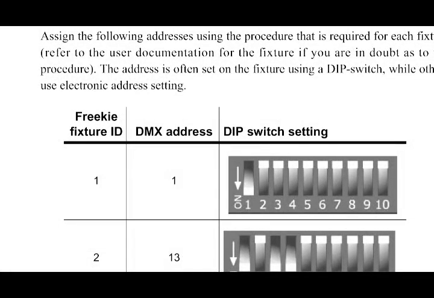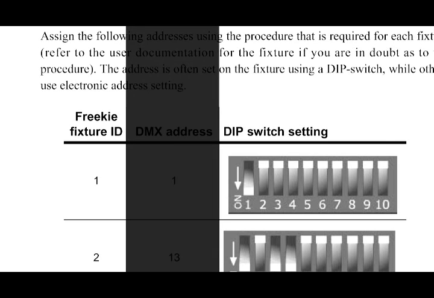As you see here, the manual lists both fixture ID, DMX address and the dip switch setting. You could even say that if your unit only uses dip switches, the actual DMX address is of no interest. All you have to do is look at the fixture number and the dip switch setting.